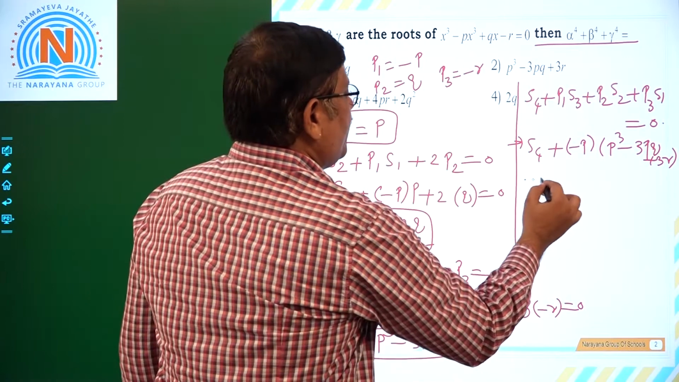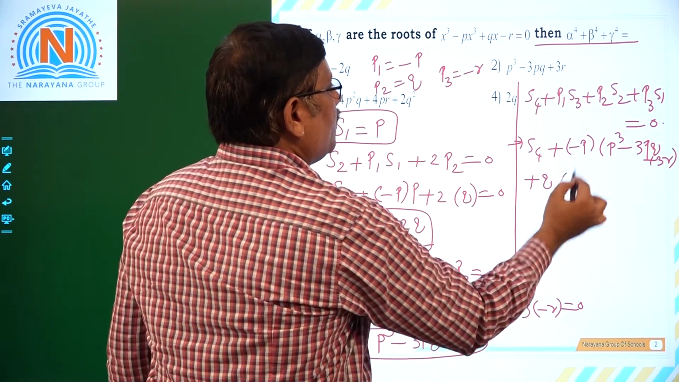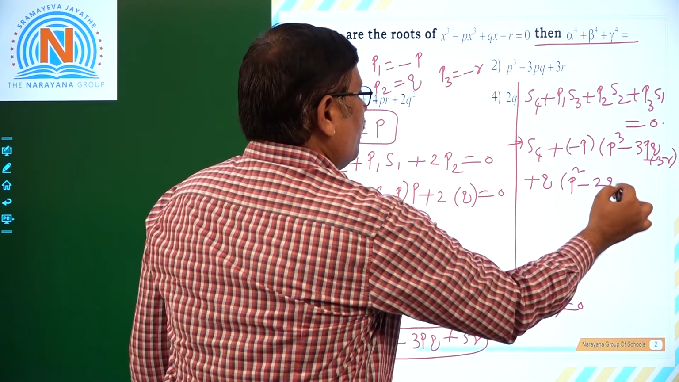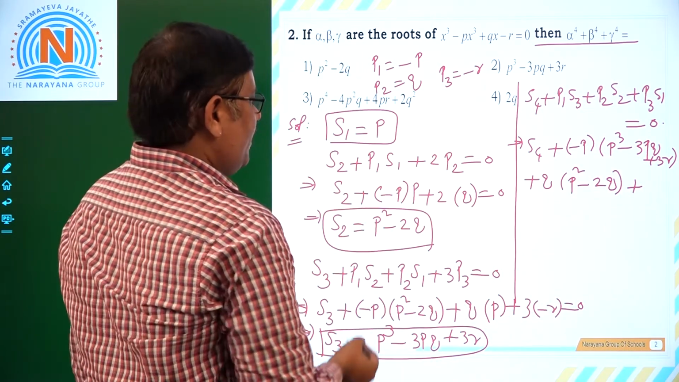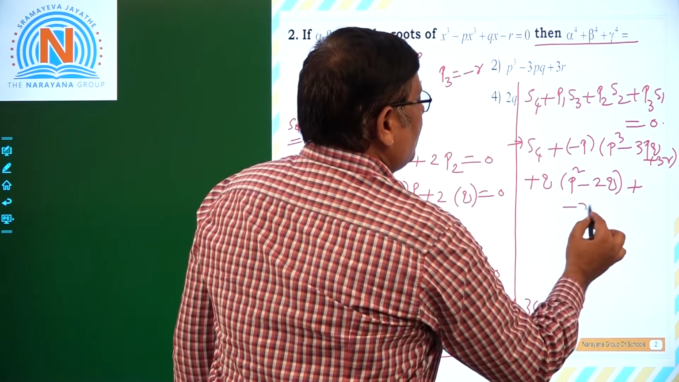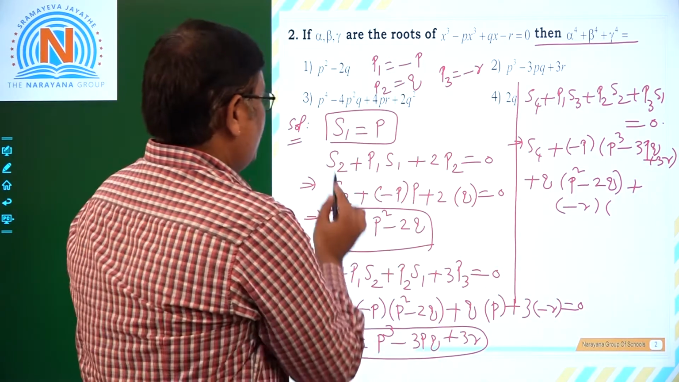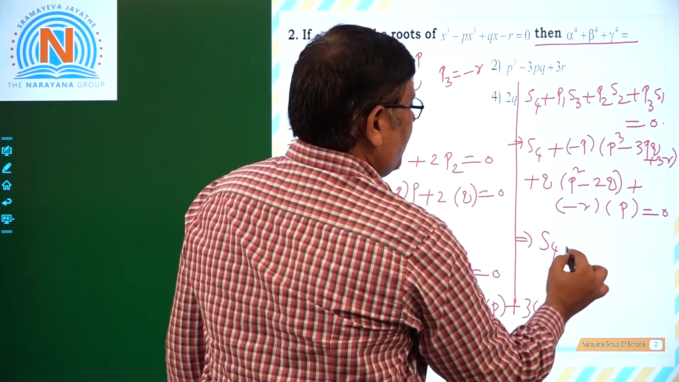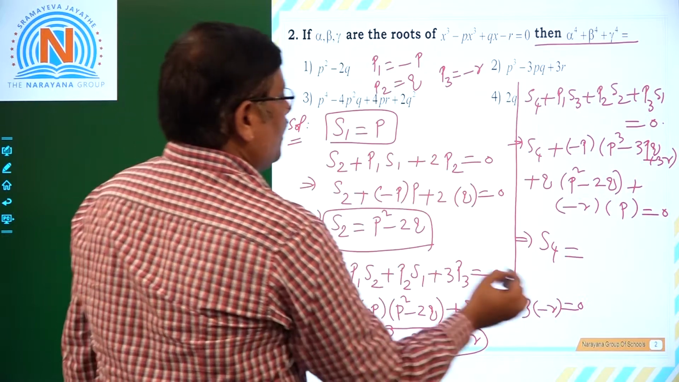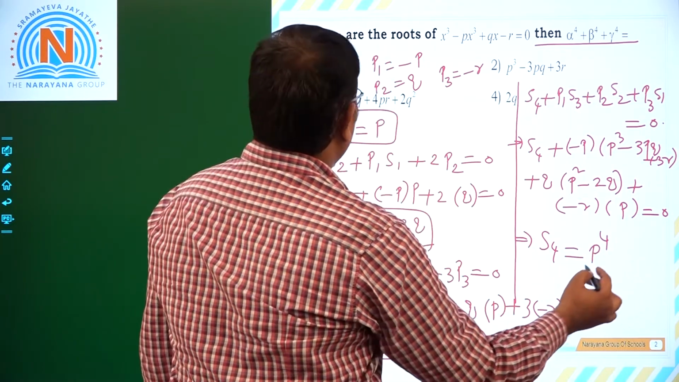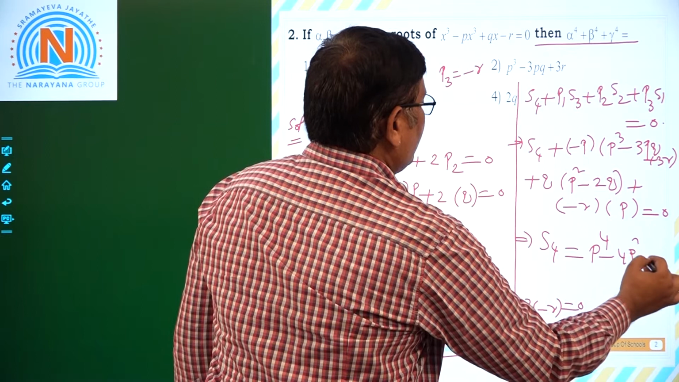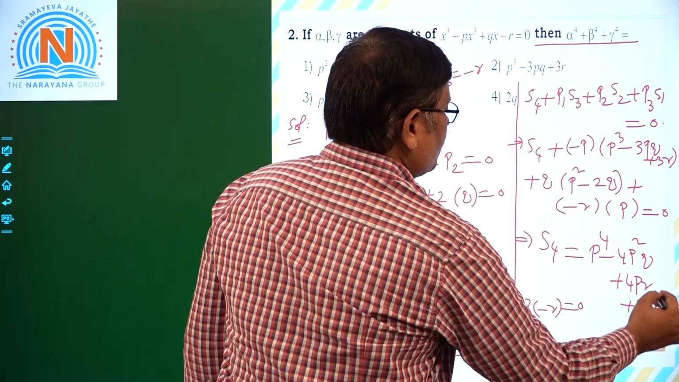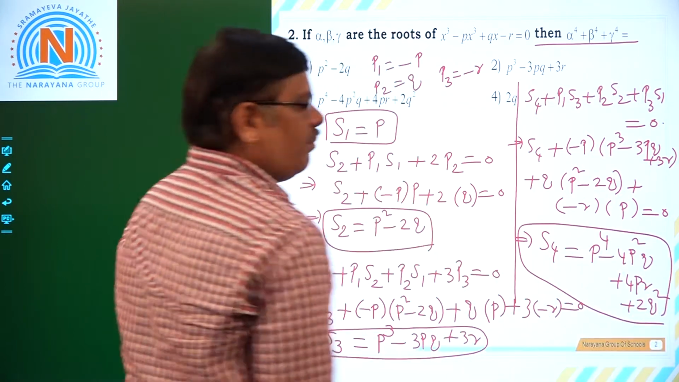Next plus P2, P2 is Q, into S2. S2 is P square minus 2Q, plus P3. P3 is nothing but minus R, minus R into S1. S1 is nothing but P. That implies you simplify all these values. S4 we are going to get P to the power of 4 minus 4P square Q plus 4PR plus 2Q square. So this will be the value of S4.